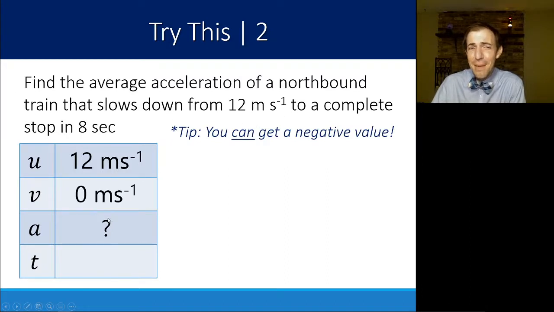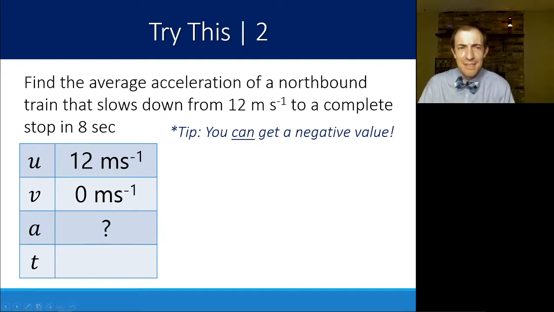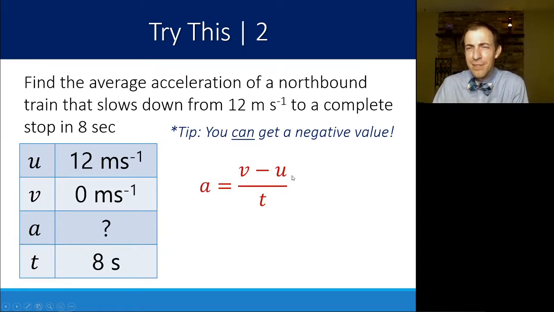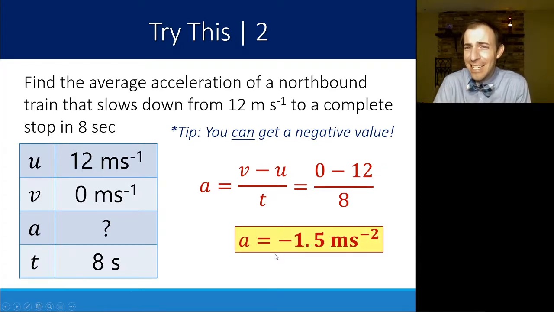A complete stop in this case is going to be 0 meters per second. So even though it doesn't give you the number 0, you should know enough to plug that in. Know that your final velocity, v, is 0 meters per second, and your time in this case is 8 seconds. Again, our equation is a = (v - u) / t. Plugging in what we know, the final velocity, v, is 0. The initial was 12. And then 8 is our time, which gives us a negative 1.5 meters per second squared.